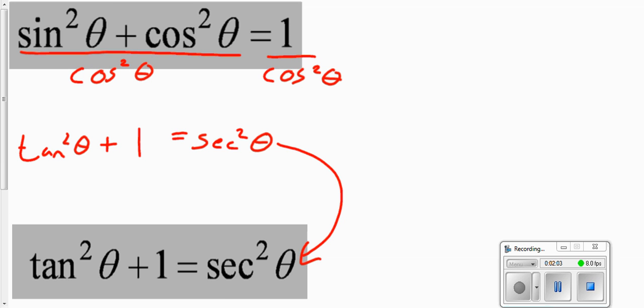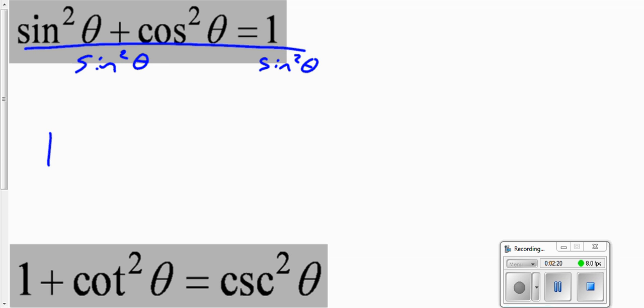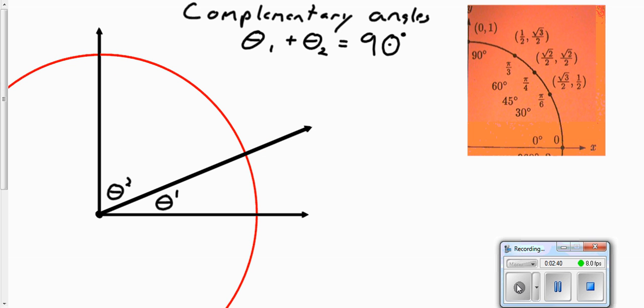And for our next one, we just have to divide by sine squared theta on both sides. That simplifies to 1. Cosine squared over sine squared is actually cotangent squared, and 1 over sine squared theta is cosecant squared theta. So you can see how we get our third Pythagorean identity. We'll be seeing a lot more of those Pythagorean identities and see how they can be useful.